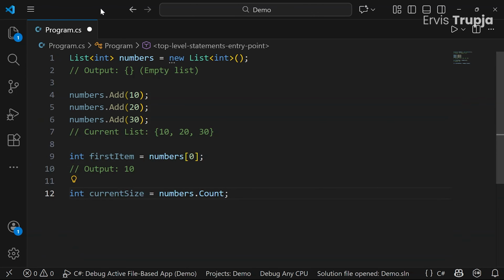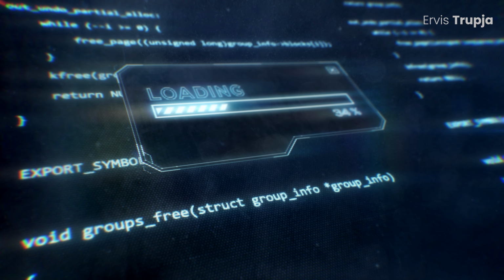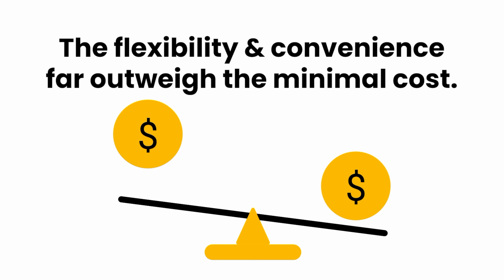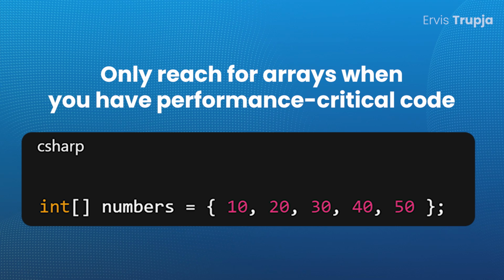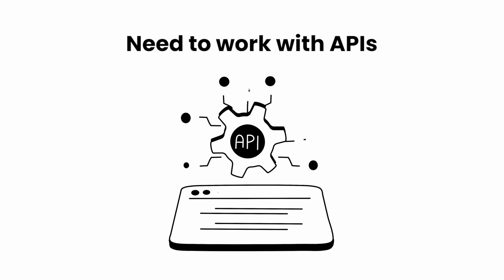The trade-off is that lists use slightly more memory than arrays and have a tiny performance overhead, but this is almost never a problem in real apps. The flexibility and the convenience far outweigh the minimal cost. Use lists by default for most scenarios and only reach for arrays when you have performance-critical code or need to work with APIs that specifically require arrays.